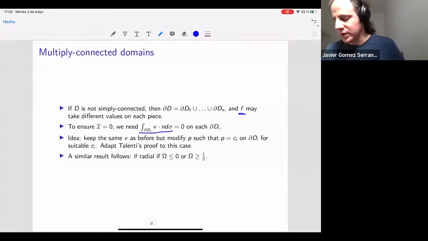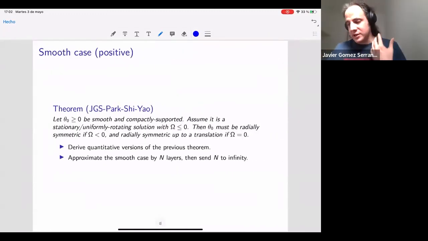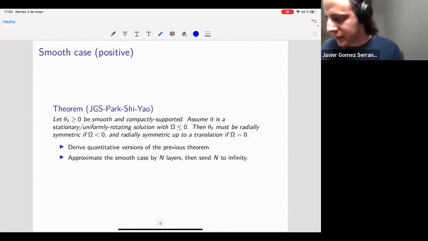So if omega is smaller or equal than 0 or greater than 1/2, in this more complicated multiply connected setup, the same thing holds true. In the smooth case, we can imagine that the smooth case is a limiting case of lots of layers. We can discretize our smooth function as a sum of many patches, and what we try is to apply the previous theorem, do quantitative estimates depending on the number of patches that we put, send that number to infinity, and arrive at a contradiction. This is what makes the paper quite long, and this is the main technical difficulty, but we can still do it.